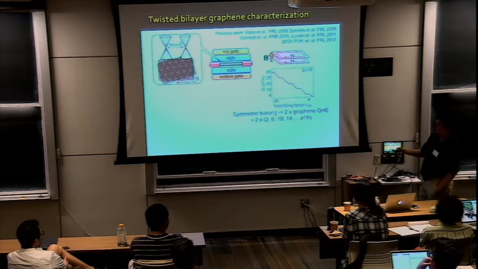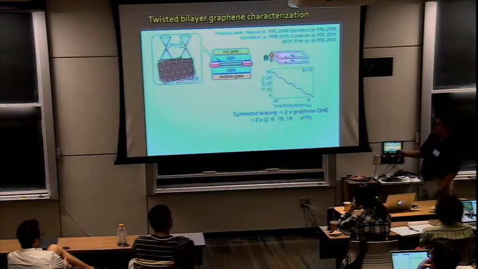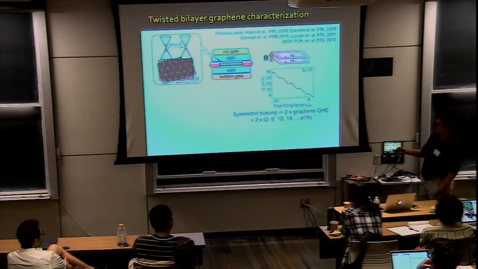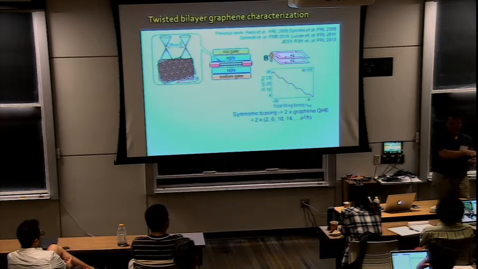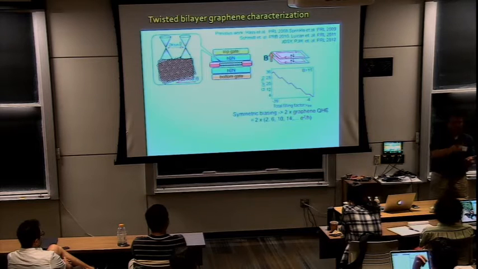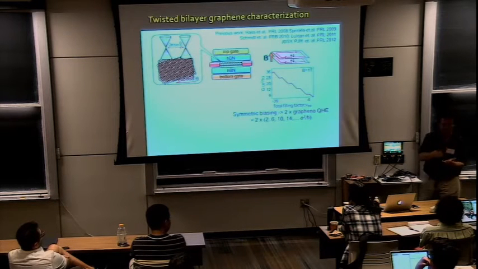That's simply twice graphene's quantum Hall effect. So that's twice 2, 6, 10, 14. Okay, so I get 4, 12, 20, 28. As you can see, these two systems now conduct in parallel because I'm biasing them symmetrically. I'm having the same filling factor in each of the two layers.